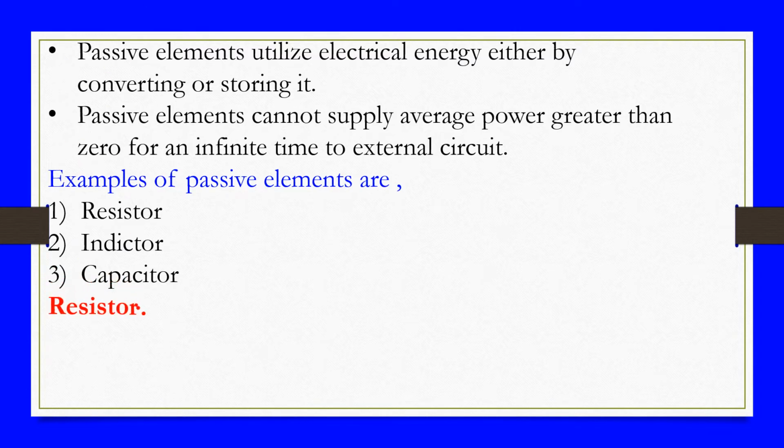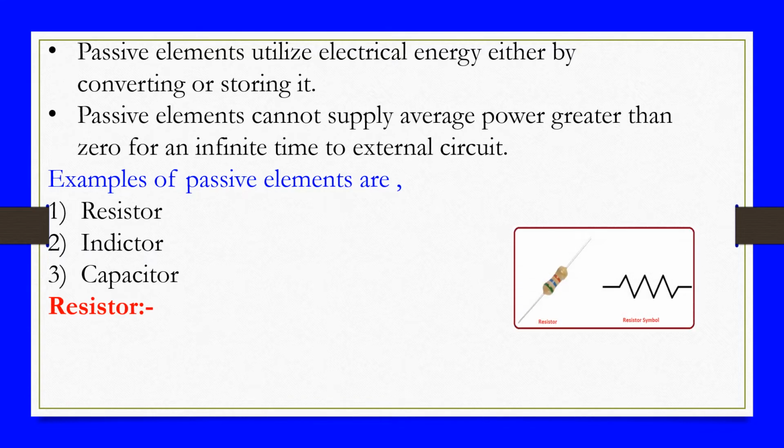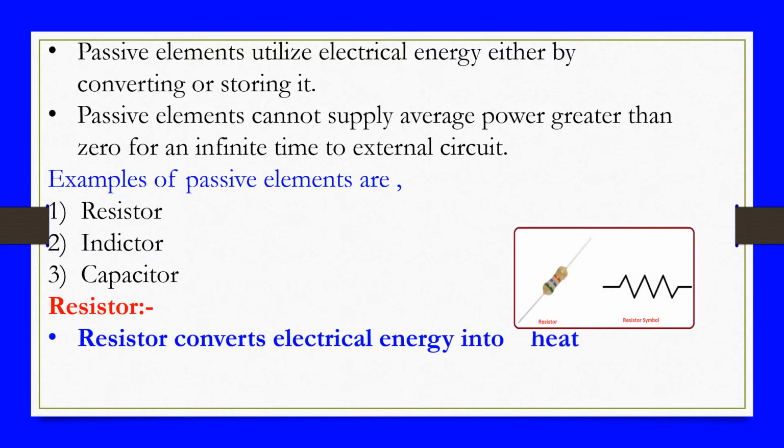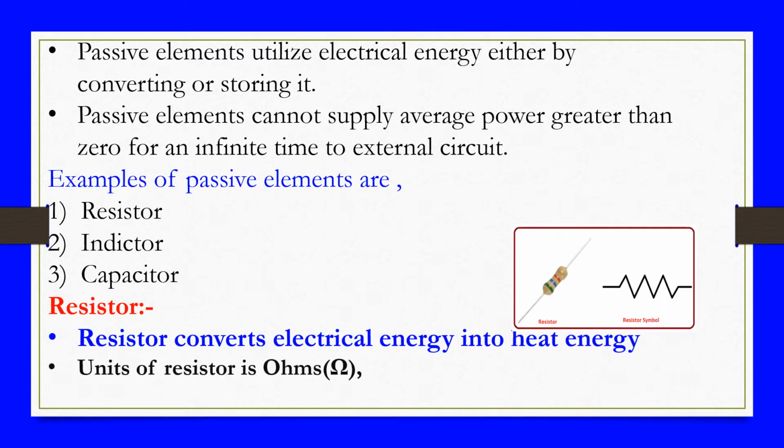What is a resistor? Diagram of resistor. A resistor converts electrical energy into heat energy. The unit of resistor is ohms. It is denoted by R.